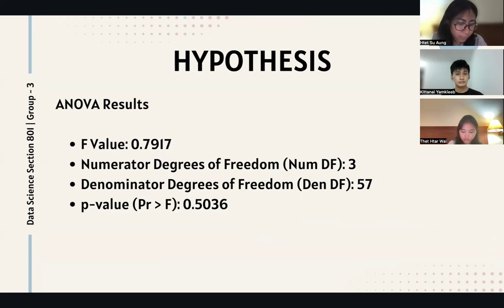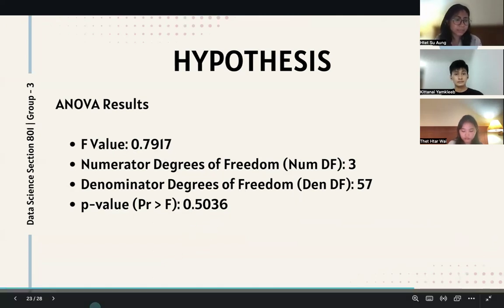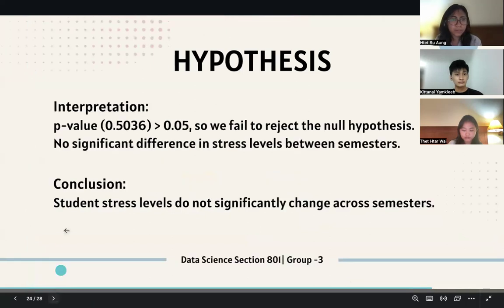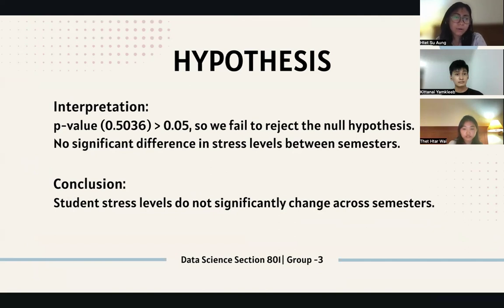After that, we calculated that the p value is 0.5036. Based on our p value being greater than 0.05, which is the significance level, we fail to reject the null hypothesis. We can say there is no significant difference in stress level between the semesters. So student stress level does not significantly change between the semesters.